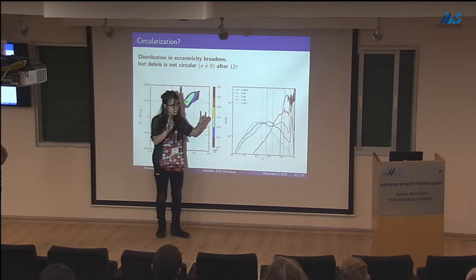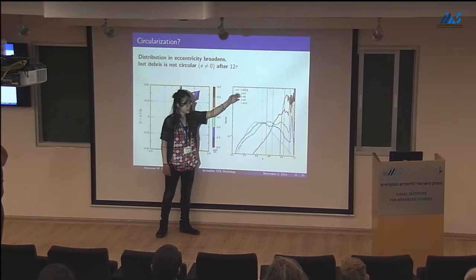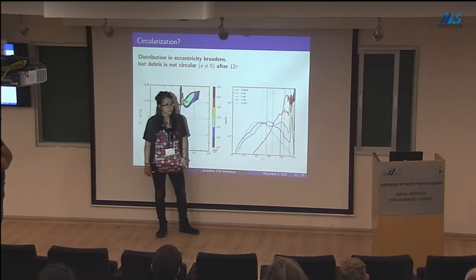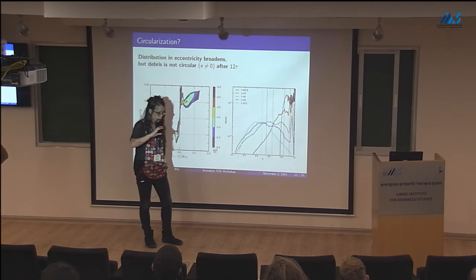Well, in the classical theory, this should happen at 1 tau. And we've already modeled it at 10 tau. And what's the definition of tau? Tau is the return period for the debris. It takes the energy of the most bound debris, and it's the orbital time scale for that energy.